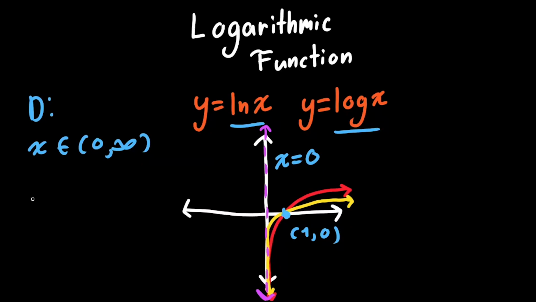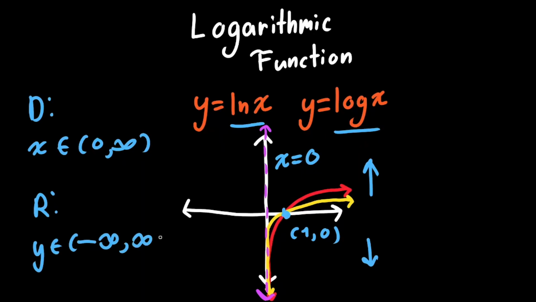And for the range, we can see that it extends infinitely upwards and infinitely downwards for both the natural log and the base 10 log. So for the range, we can say y includes everything from negative infinity to infinity, or just all real numbers.